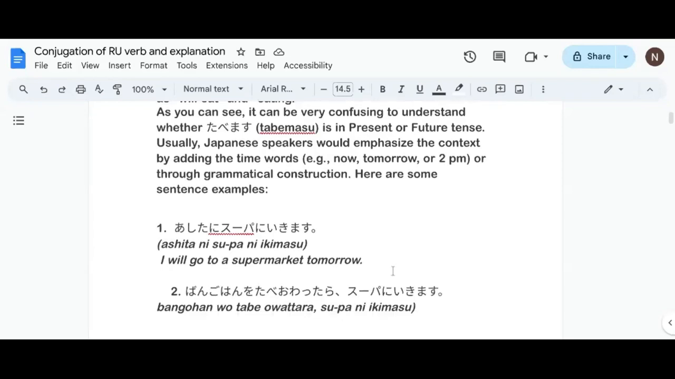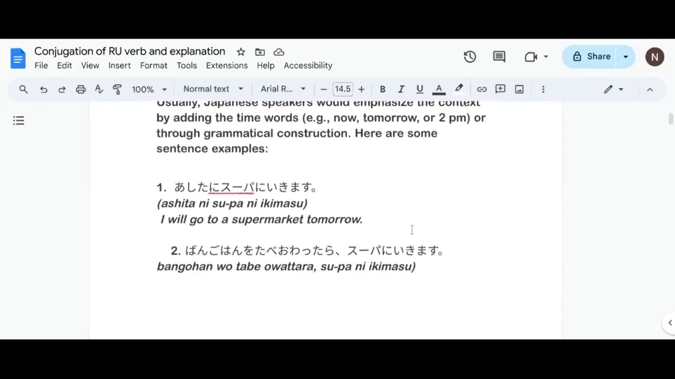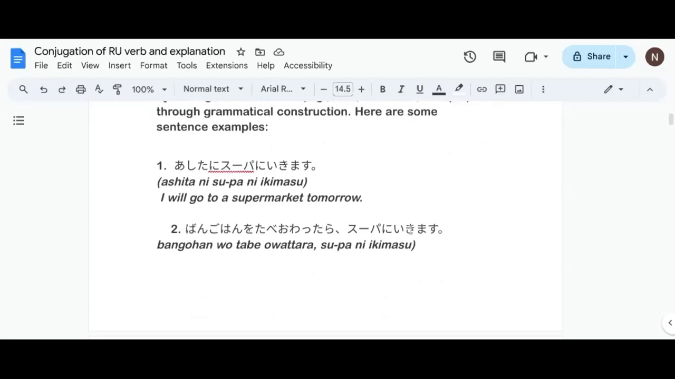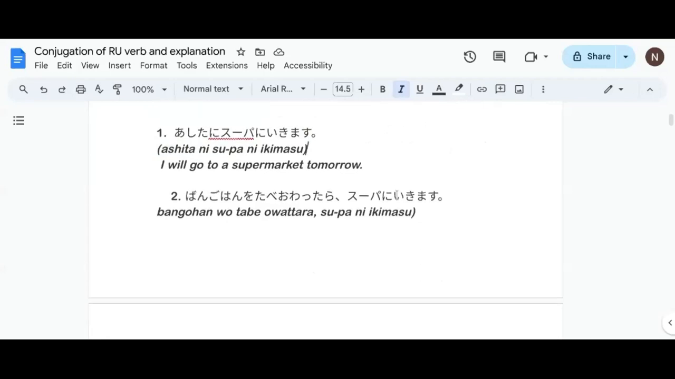Okay. So for example, ashita supa ni ikimasu. Ashita supa ni ikimasu. Okay, or you can say ashita Tokyo ni ikimasu, for example. Or ashita Lahore ni ikimasu, okay? Ashita Lahore ni ikimasu. I will go to Lahore tomorrow. So that is a future tense, okay?